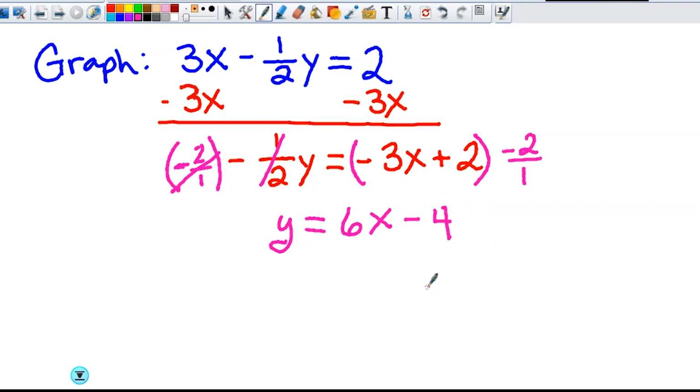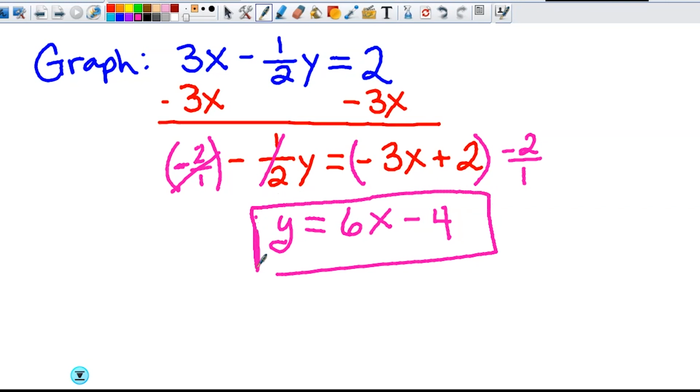So the way you graph it is the same as the other one, so I won't actually graph it, but once it looks like this, now you're good to graph it. So it was just a little bit of algebra that we had to do to get it in a form where we knew how to graph it.